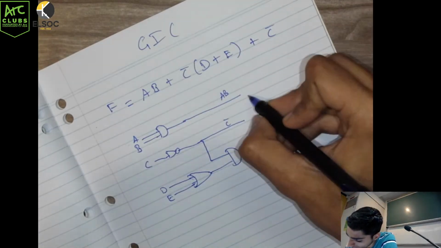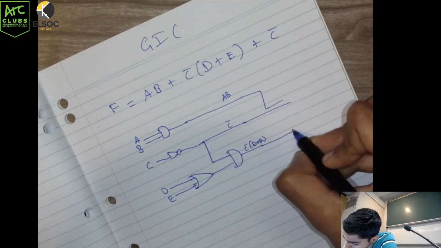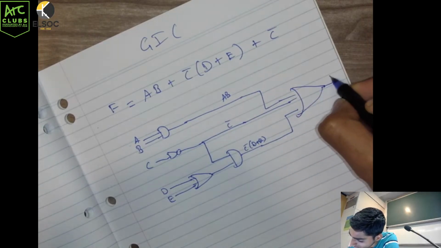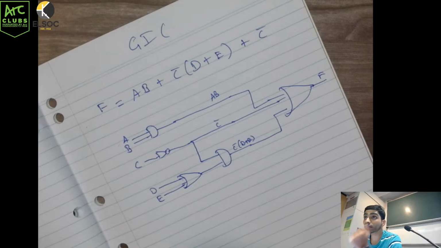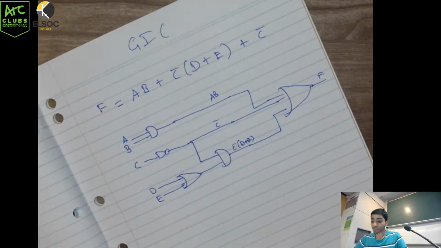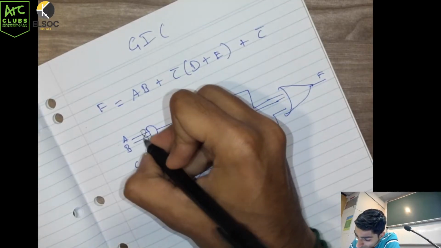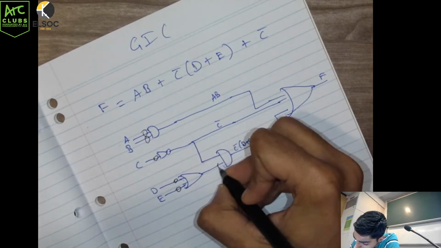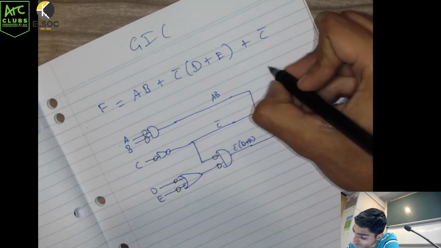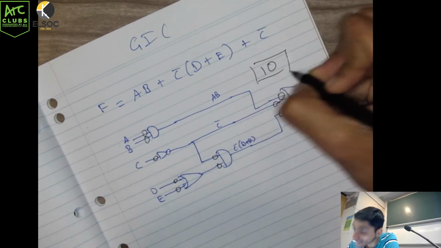And then we have to OR all these together, so we can take that into a nice big OR gate, and this is our output F. To calculate the gate input cost, we literally count how many inputs there are to our gates. We have 1, 2, 3, 4, 5, 6, 7, 8, 9, 10. Therefore, our gate input cost is 10.